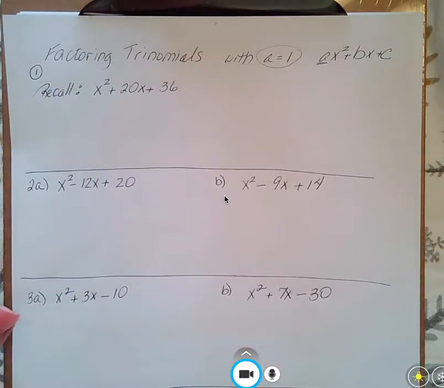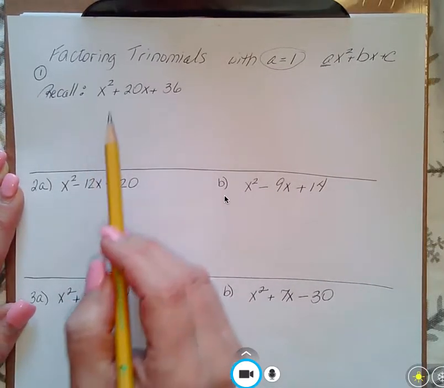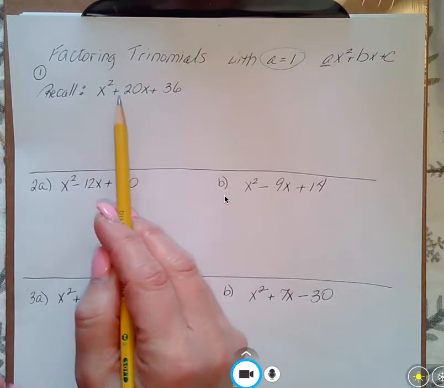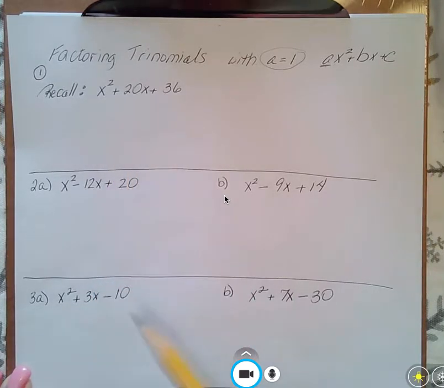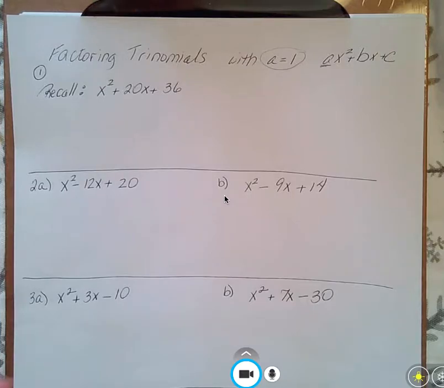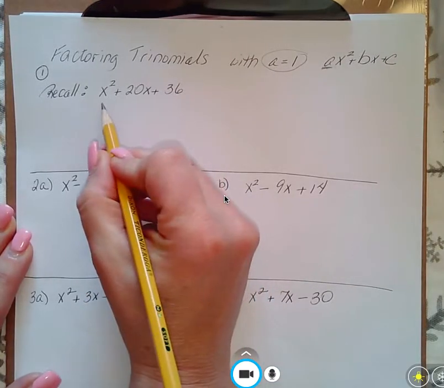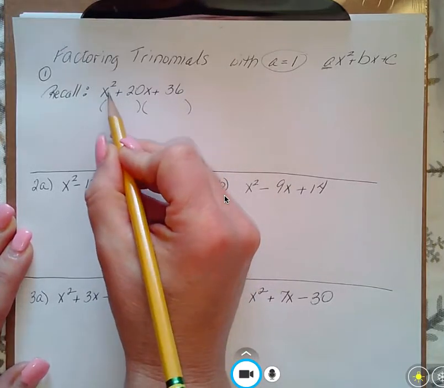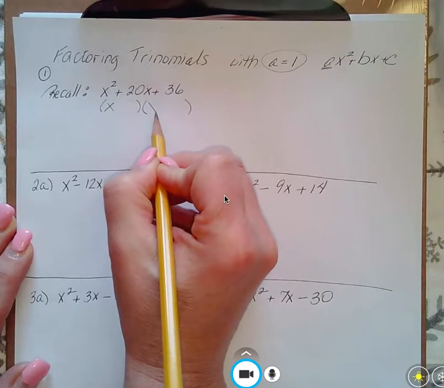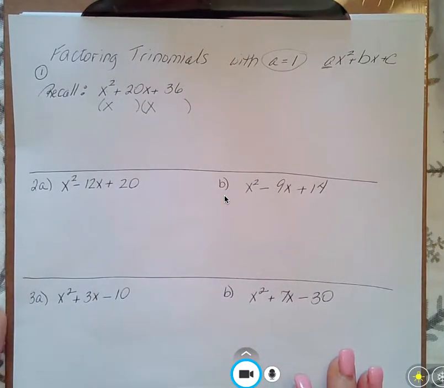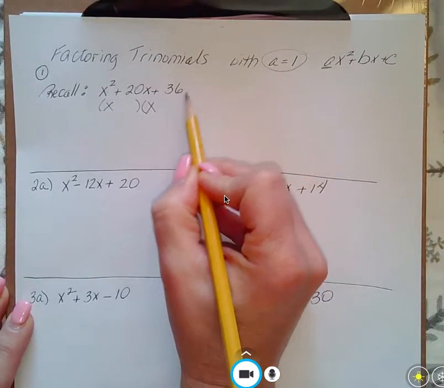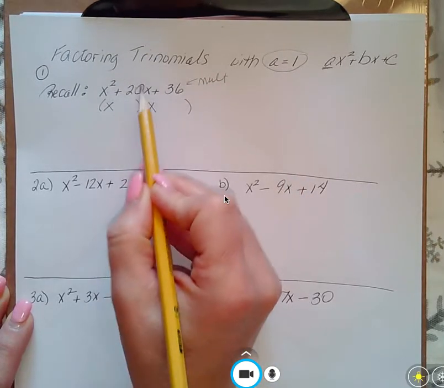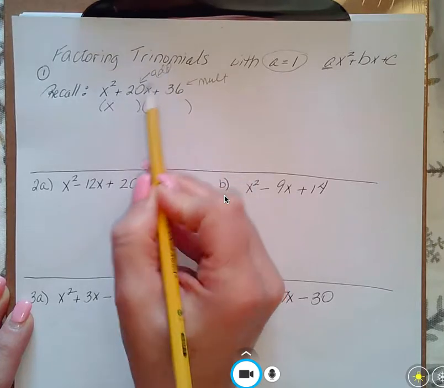That's what that means. Okay, so we did a whole lesson on factoring trinomials where we have only pluses. So let's remember what we did there. Every time we do this, we start with our two sets of parentheses. For x squared, we multiply x times x. Then what we have to do is multiply to get 36, and we're going to add to get 20.